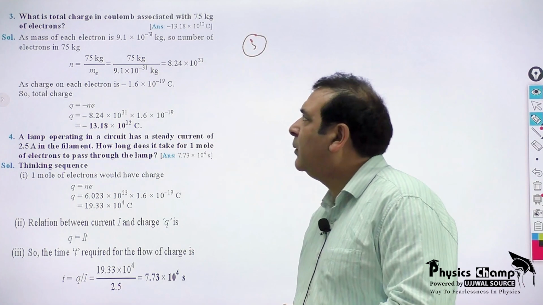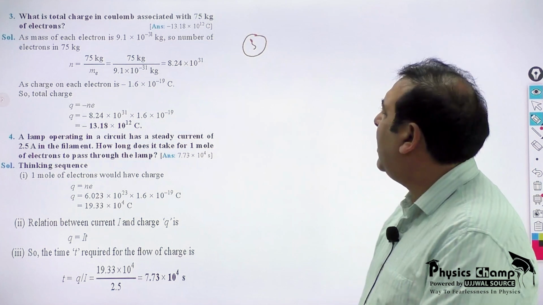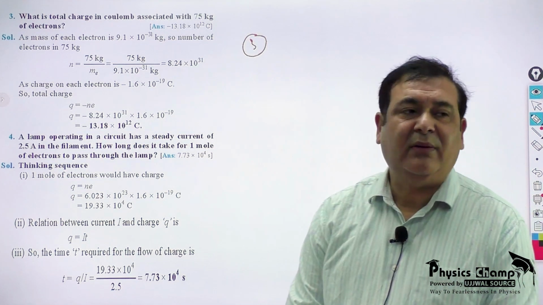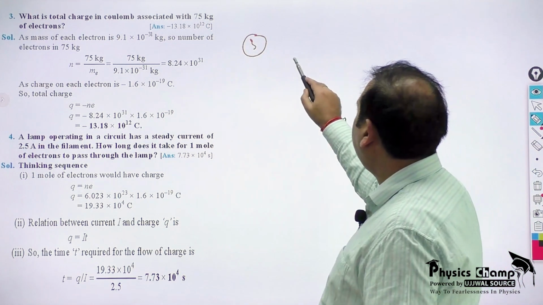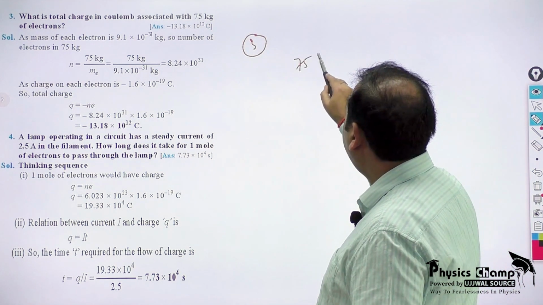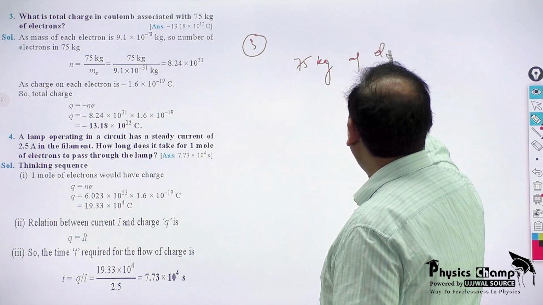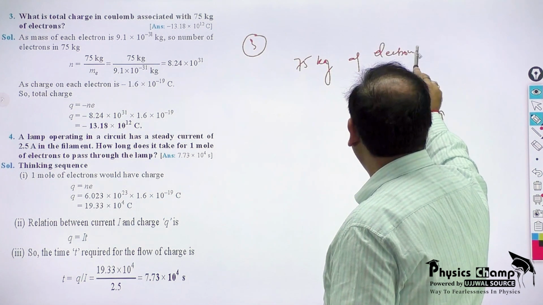Now similarly, question number 3. What is the total charge in coulomb associated with 75 kg of electrons? So you are given 75 kilograms of electrons. So how many electrons?